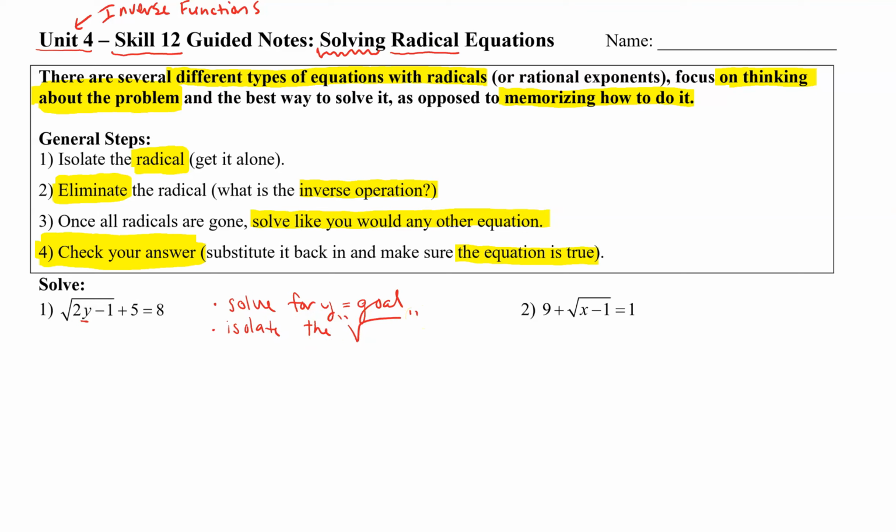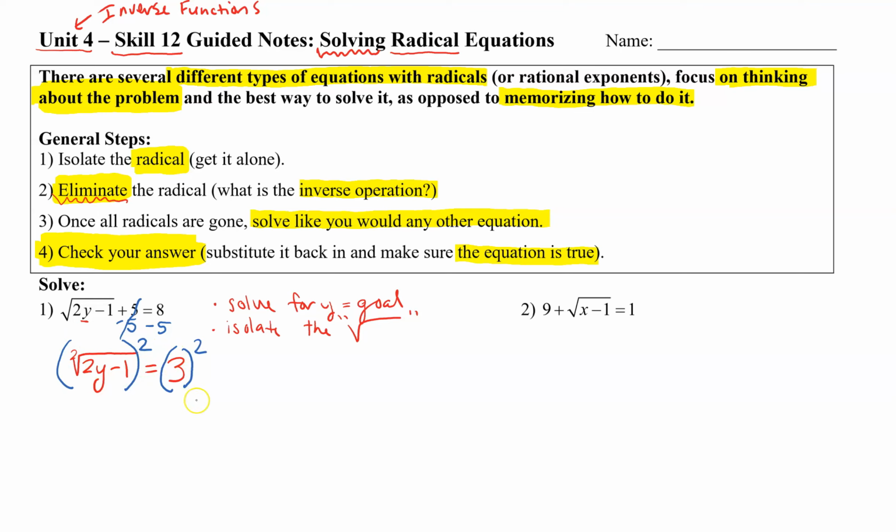So to do that, I'm going to subtract 5 from both sides to get it away from the radical, okay? And so when I do that, I've got the square root of 2y minus 1, and that is now equal to 3 because I had to subtract 5 from 8. Then I need to eliminate that square root, right? This has an index of 2. So the opposite operation, or the inverse operation, would be to square it. Okay, so I'm going to do that to both sides.